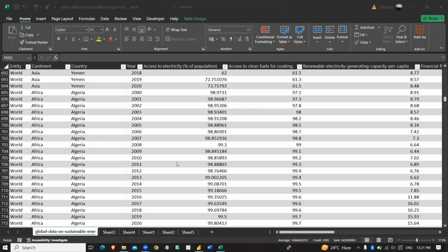So first, let me introduce you to my dataset. This dataset has been downloaded from Kaggle.com. So let me take you to the sheet where I can introduce all the fields of my dataset.